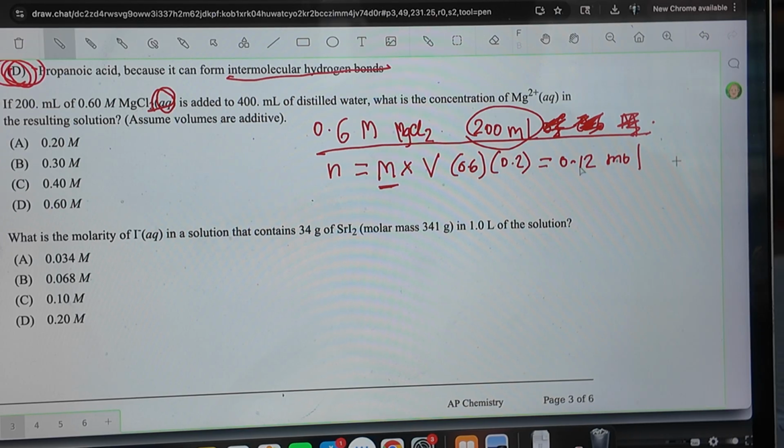That's how much, right? Moles. So if you multiply molarity, the molar concentration, by the volume, you will get how many of something you have. You will have the quantity.